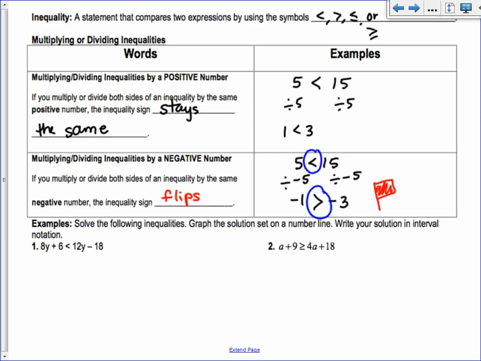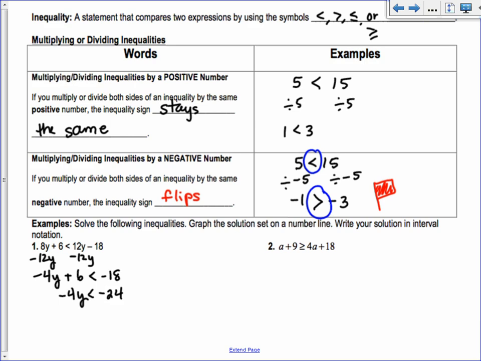Otherwise you're just solving it just like an equation. If you're adding or subtracting on both sides, keep your inequality sign the same. But whenever you multiply or divide by a negative number, you have to flip it. So in this one I have 8y plus 6 is less than negative 12y minus 18. Let's subtract the 12y over. I get negative 4y plus 6 is less than negative 18. Subtract the 6 over, and I get negative 24. So negative 4y is less than negative 24.